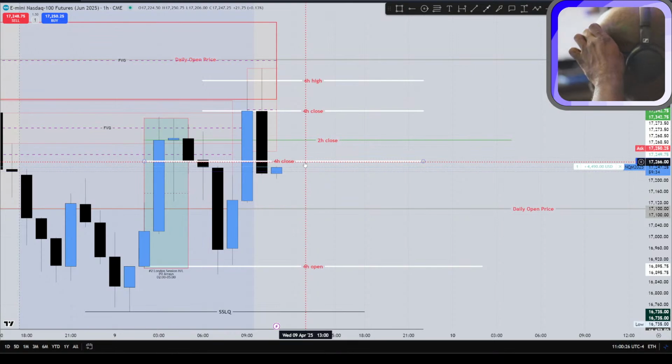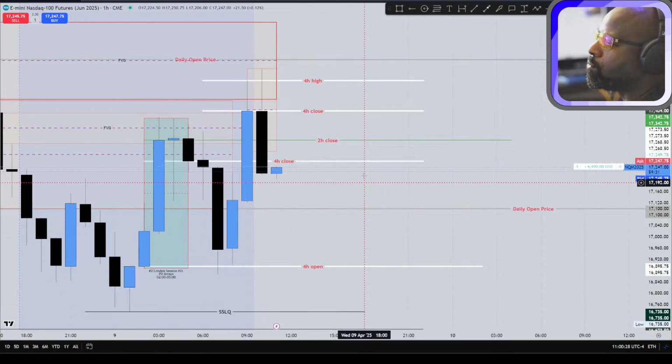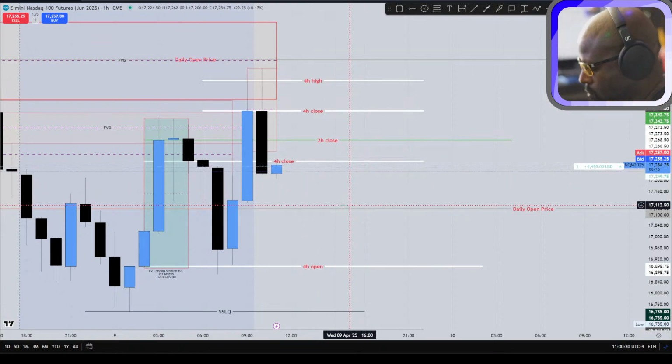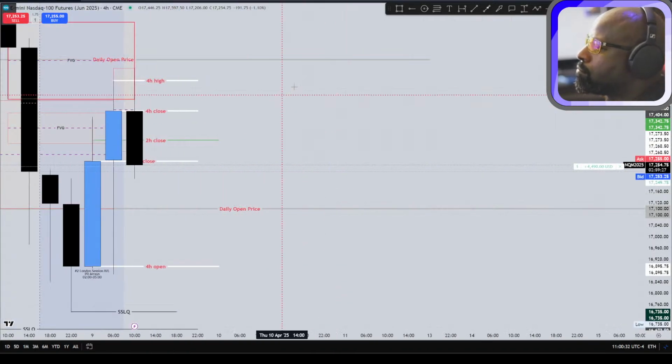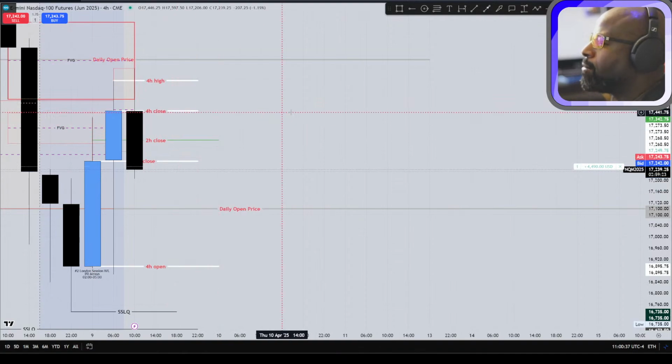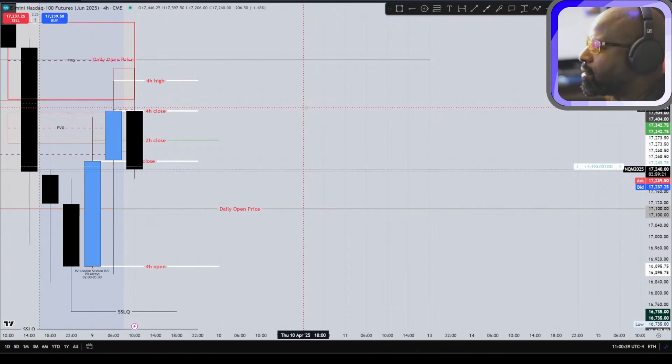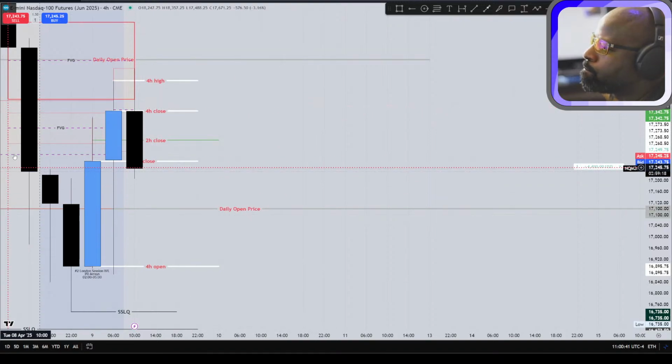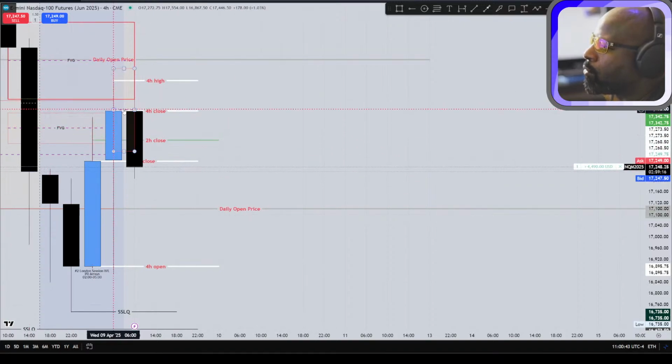Is that the area we just touched? Where is the wick of that 4-hour candle? Don't want to lose track of it. Here's the wick of the prior 4-hour candle. I don't believe that would be a significant area to run again. So we ran this high on the 4-hour here. We even closed above it. Then we went there. Now we are moving our way back down.